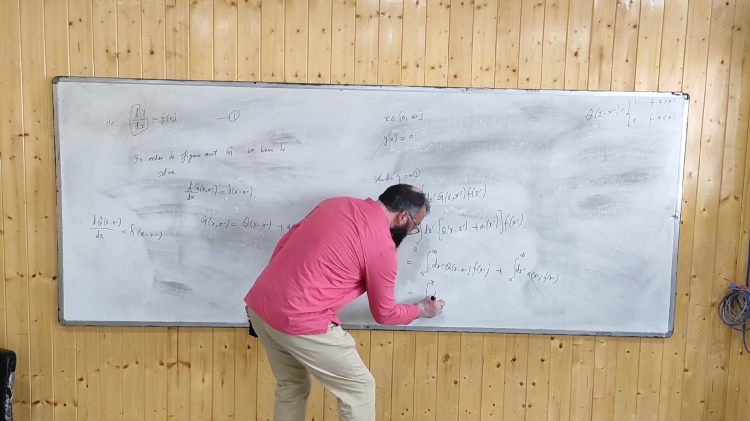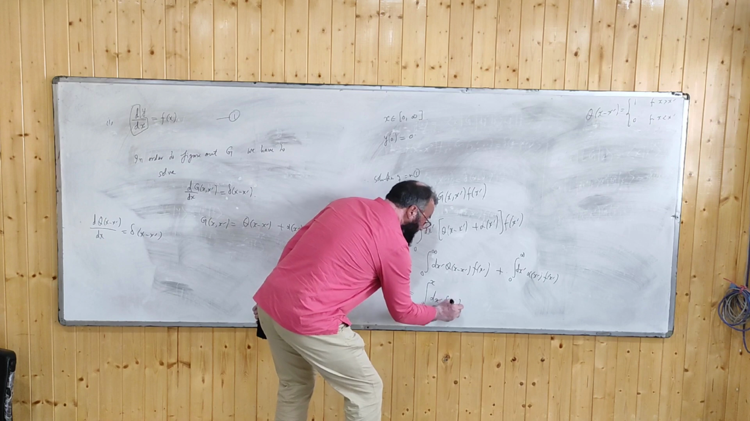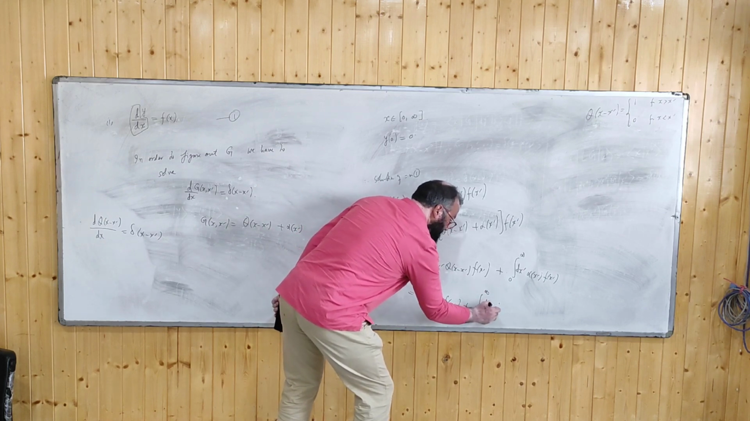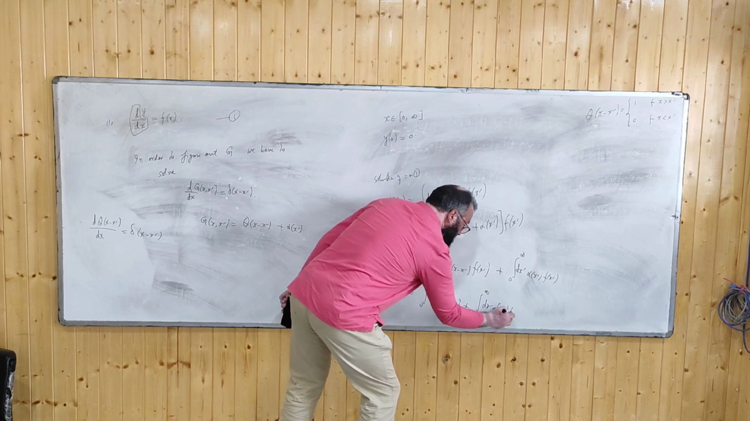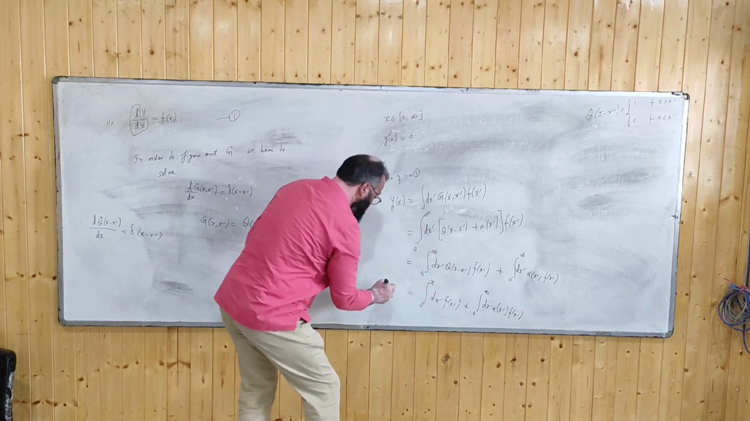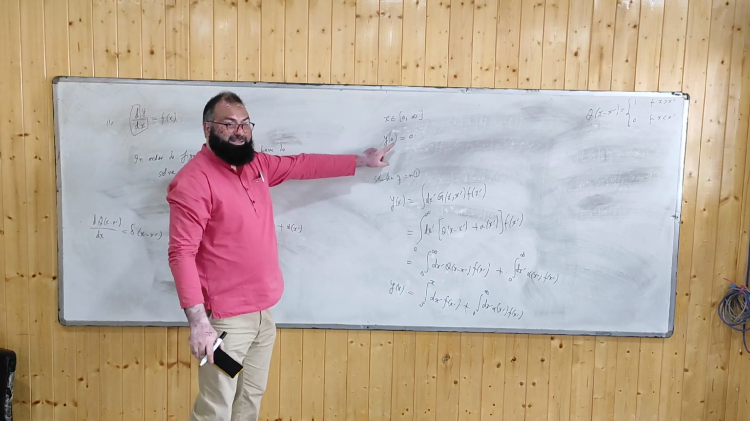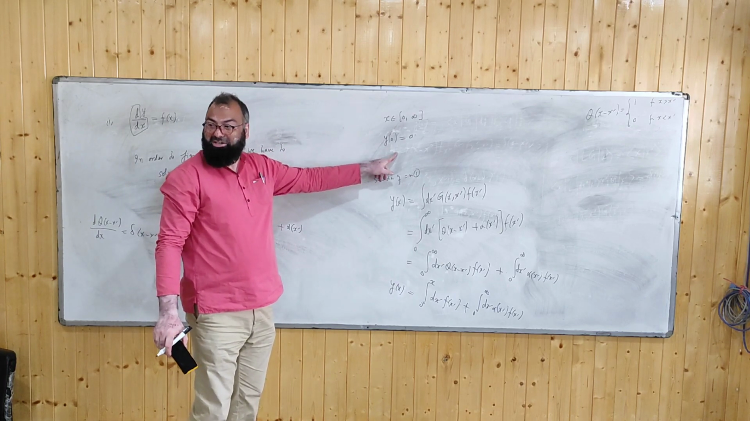Then you can write it as the integral of g x prime f of x prime, plus the integral from 0 to infinity of g x prime alpha of x prime. So this is the solution. Now let's apply the boundary condition. Clear?